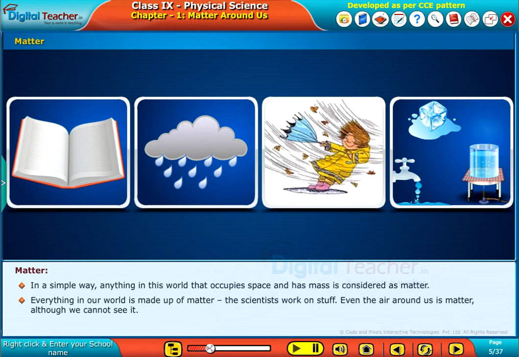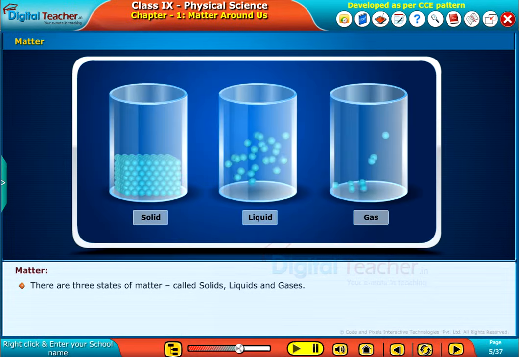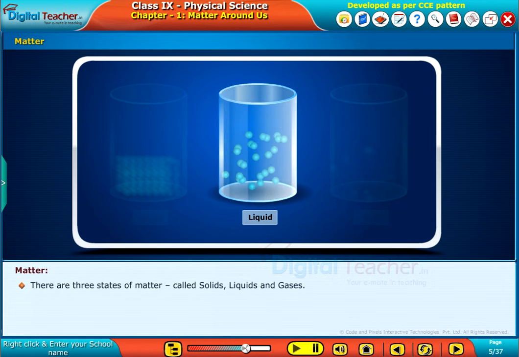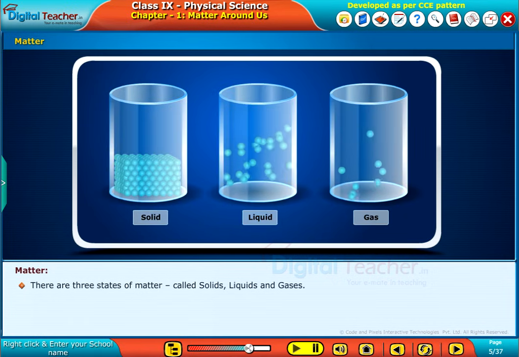Everything in our world is made up of matter. Even the air around us is matter, although we cannot see it. All the things around us which exist in a variety of shapes, sizes and textures are matter. There are three states of matter called solids, liquids and gases.